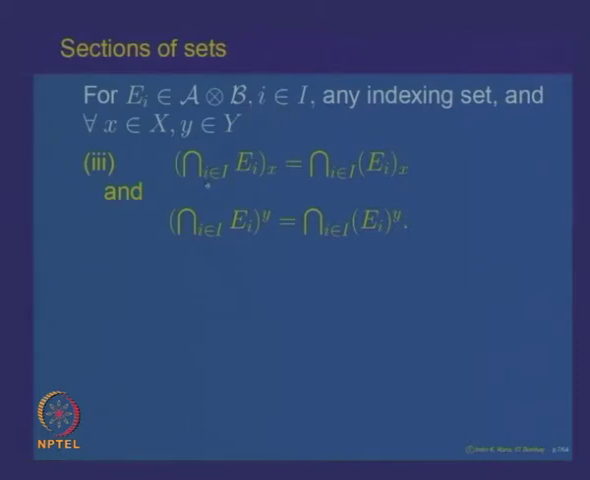Then if you look at the intersections of the sets E i's and then take the section, the claim is it is same as taking the sections first and then taking the intersections, and similarly at the point y. So, let us section whether at x or at y. So, let us look at this property.